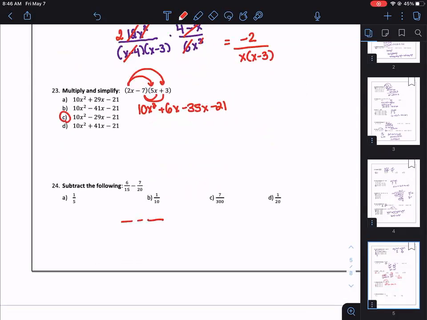This one's just a little practice with common denominator. So when you look at multiples of 20, 20, 40, 60 would be the common denominator. We're going to multiply by 3 top and bottom. We're going to multiply by 4 top and bottom. And we get 3 over 60, which would reduce to 1 over 20.